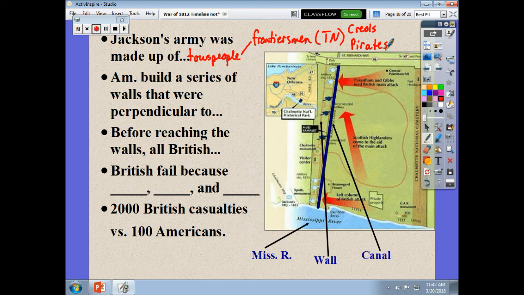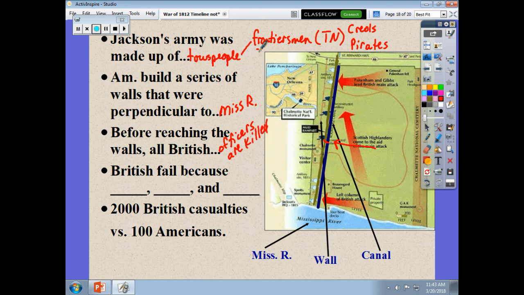Jackson builds a bunch of walls, and he builds those walls perpendicular to the Mississippi River. So if you look on the map here, we've got a canal, and there's a wall that is right behind the canal. He builds his walls right behind the canals. The canals were already there. And he builds them perpendicular. So as the British come in, they're going to have to deal with the fact they have to get across the canal, then they have to get over the wall before they even get to the Americans. Before they reach the wall, all the British officers are killed.